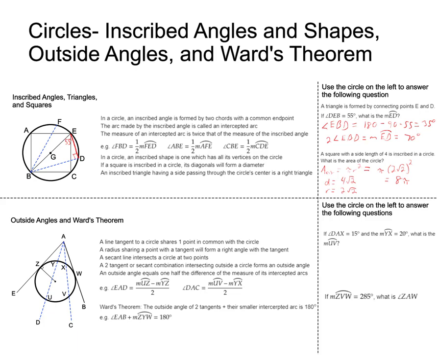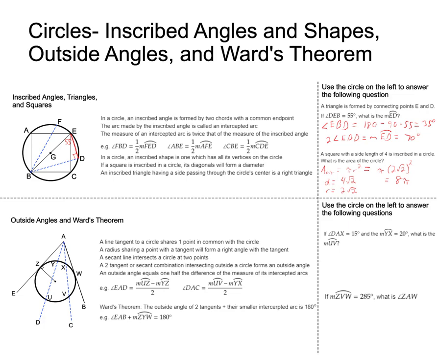Let's move on to outside angles and Ward's theorem. A line tangent to a circle shares one point in common with the circle. So in the figure we have two tangent lines, line AE and line AB. Line AE shares a point Z with the circle, and line AB shares a point W on the circle.